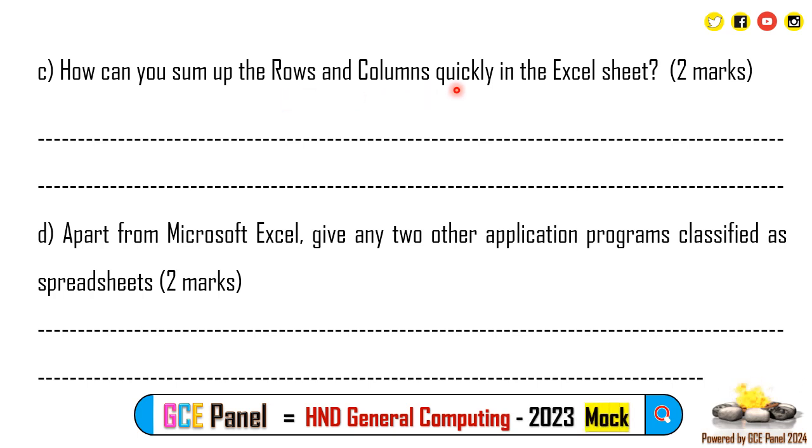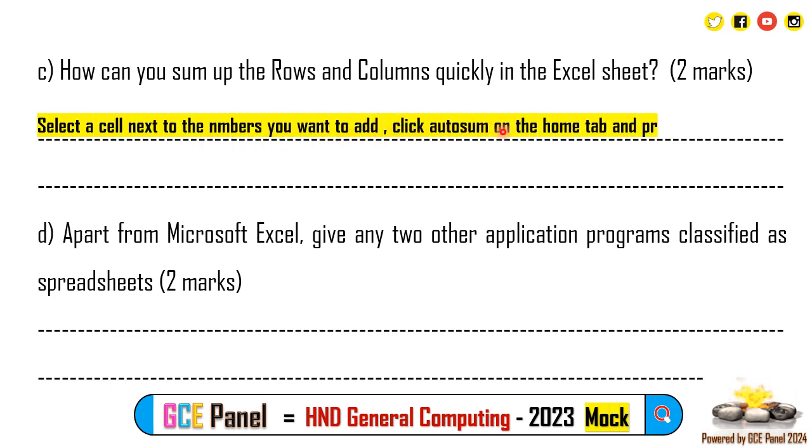How can you sum up the rows and columns quickly in Excel sheets? To quickly sum up rows and columns in an Excel sheet, select a cell next to the numbers you want to add. Click Auto Sum on the Home tab and press Enter on the keyboard, and you are all done. You see the sum automatically generated.